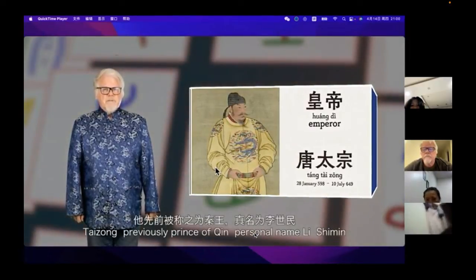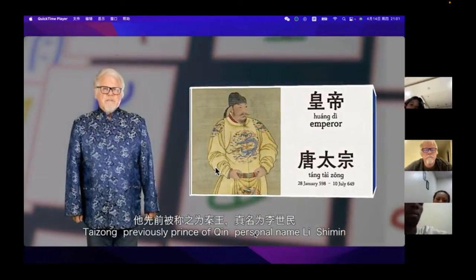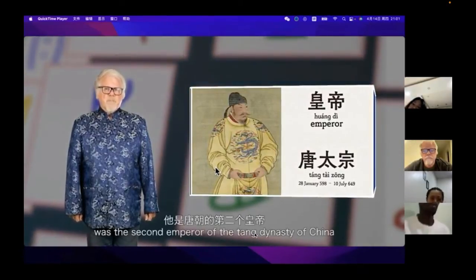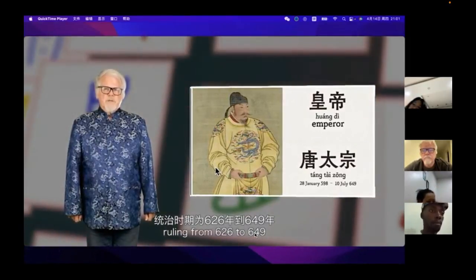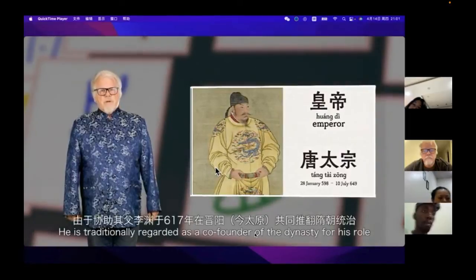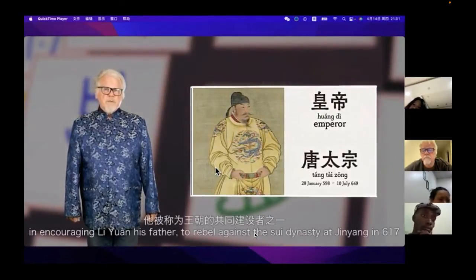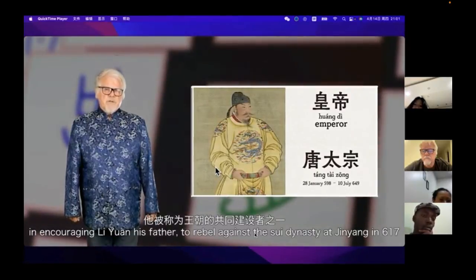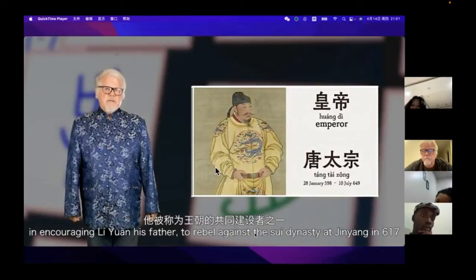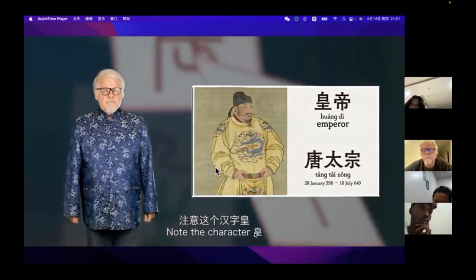Taizong, previously Prince of Qin, a personal name was Li Shimin, was the second emperor of Tang, ruling from 626 to 649. He is traditionally regarded as a co-founder of the dynasty for his role in encouraging Li Yuan, his father, to rebel against the Sui dynasty at Jinyang in 617. Note the character Huang.